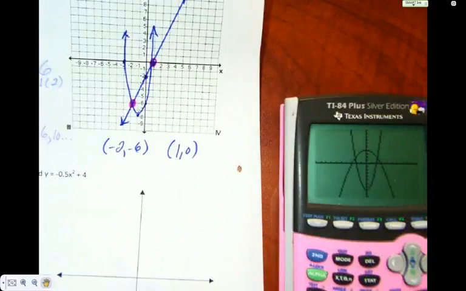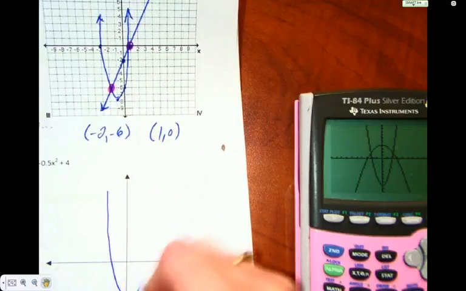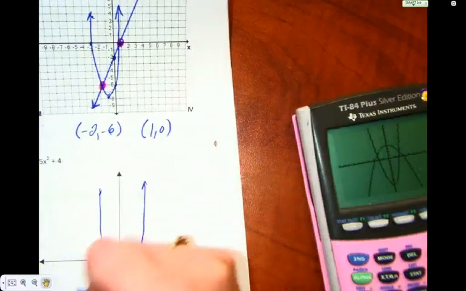So let's just sketch what we see. It doesn't have to be accurate or exact. It's just a quick sketch. So the down one's kind of like that. Up one's wider.